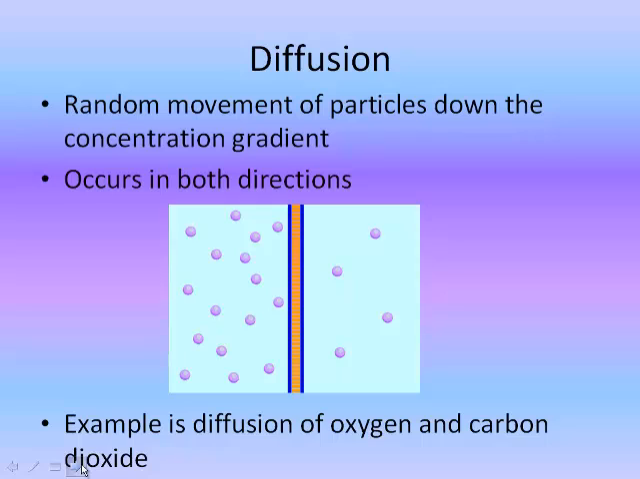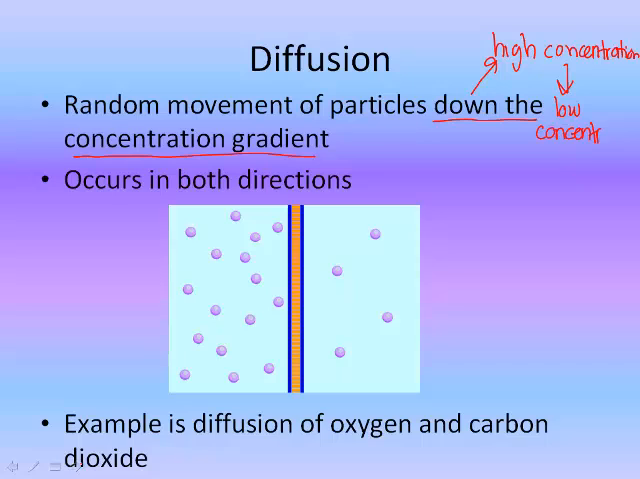The first type of passive transport is diffusion, and diffusion is the random movement of particles down the concentration gradient. When we say down the concentration gradient, we are referring to moving from a high concentration to a low concentration. So the particles are going to diffuse from where there is a lot to a little. And this can occur in both directions.